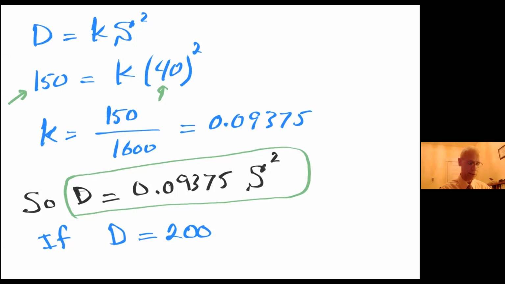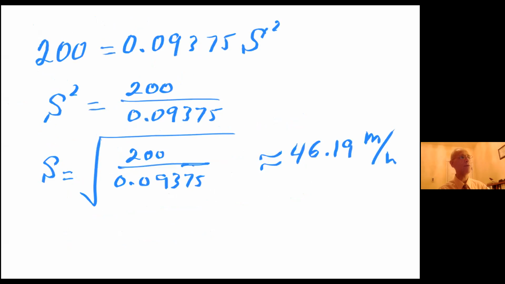So if distance equals 200, I'm going to set this d equal to 200. Going to the next page. So 200 equals 0.09375 s squared. Divide both sides by the coefficient of s squared, then take the square root, put it in your calculator, and you get 46.19 miles per hour. So the maximum speed to 2 decimals that this car can be traveling and still be able to stop in 200 feet is 46.19 miles per hour.